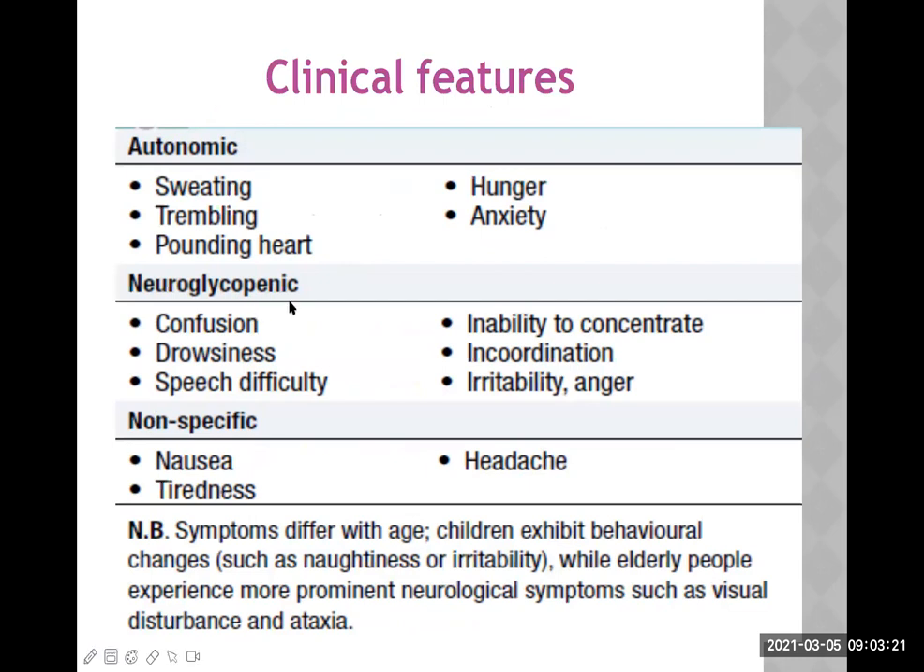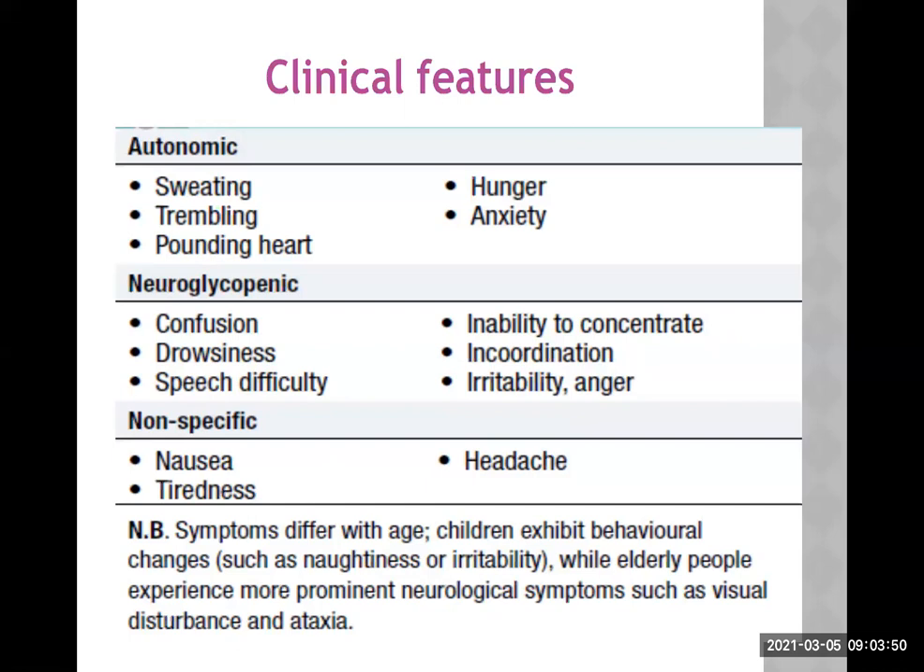Another one is neuroglycopenic symptoms. Now, when hypoglycemia is severe and long-lasting, our brain will suffer because the brain totally depends on glucose, so the person will have confusion, drowsiness or sleepiness. There is difficulty to speak as well. There is inability to concentrate or focus. There is incoordination.